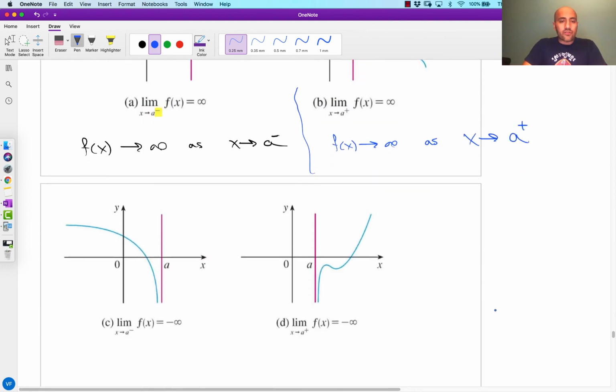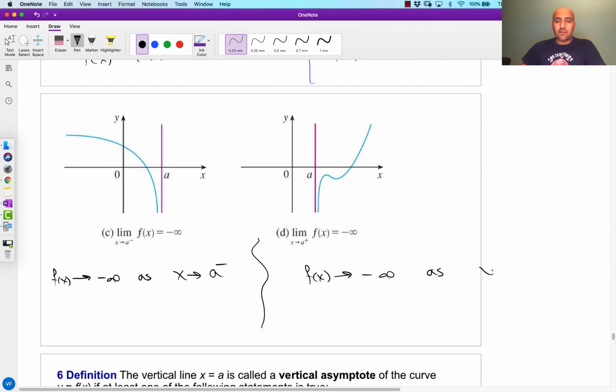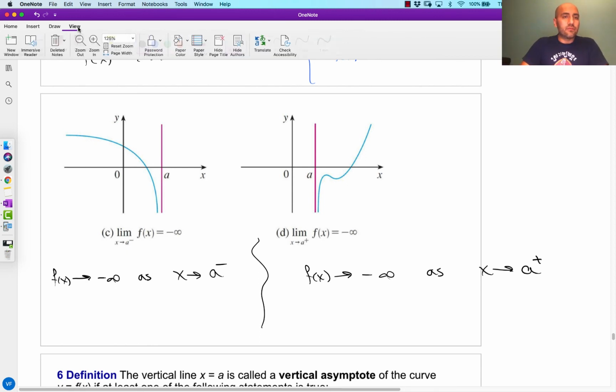Okay? And then we have the other direction as well. The limit as x approaches a from the left-hand side of f of x could grow toward negative infinity, or the limit as x approaches a from the right-hand side of f of x could grow toward negative infinity. Right? And so likewise, we can also write that f of x grows toward negative infinity as x approaches a from the left-hand side, or f of x grows toward negative infinity as x approaches a from the right-hand side. Okay, so all four of those cases can be true.